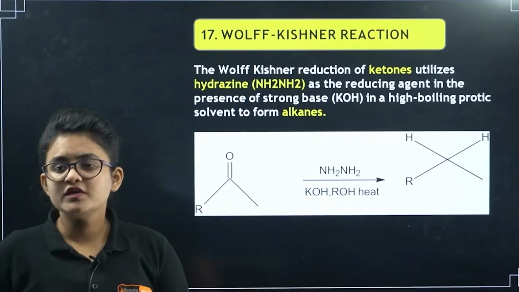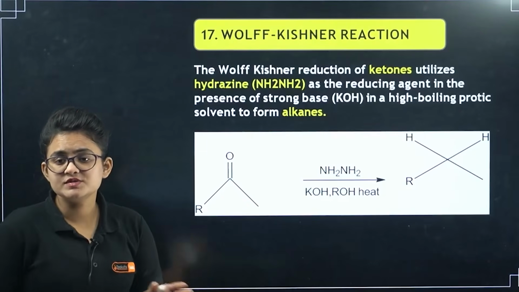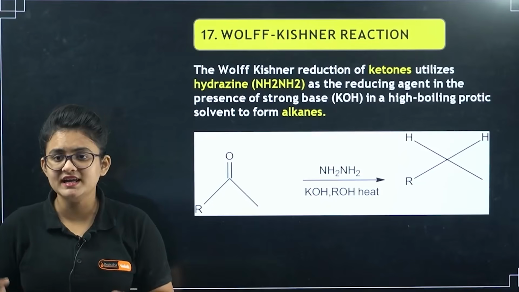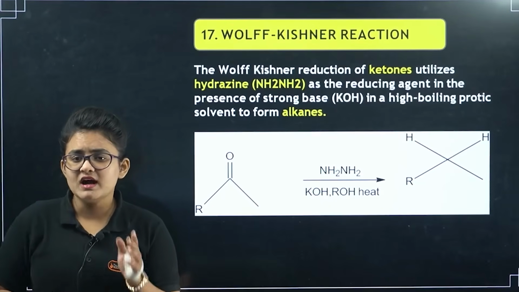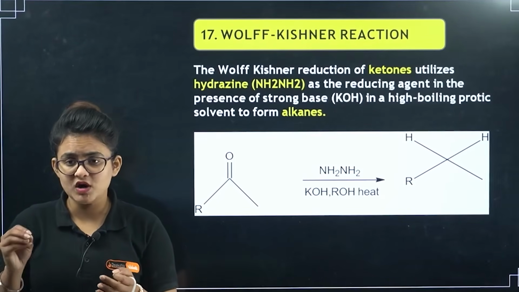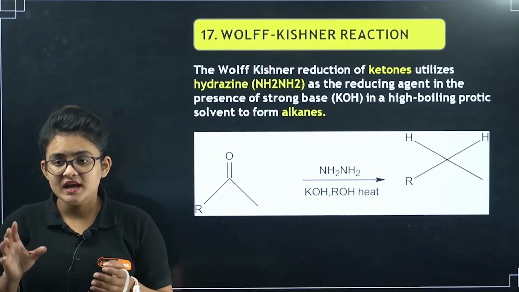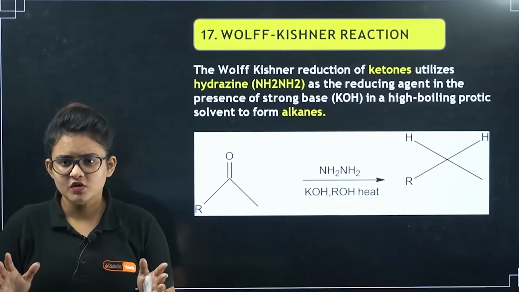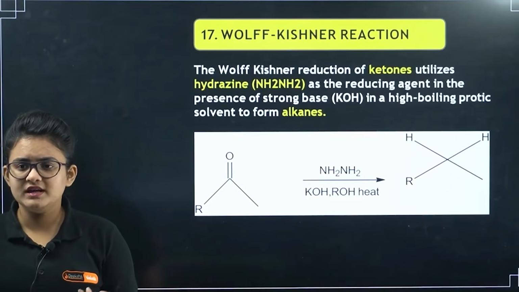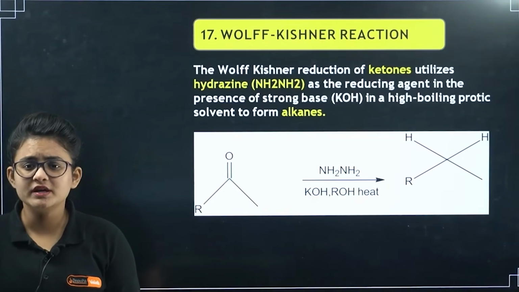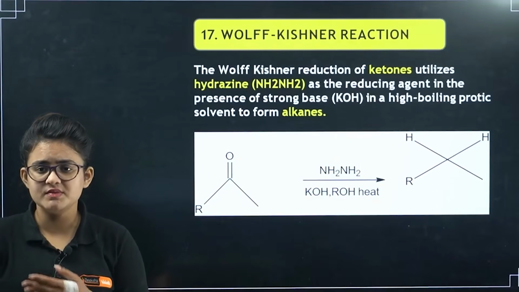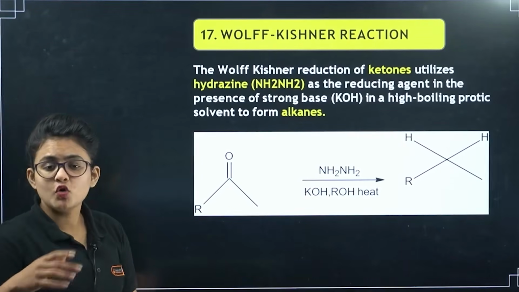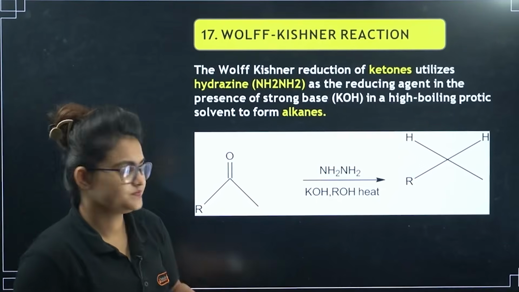Here you can see Wolff-Kishner reaction. So whenever it comes to Wolff-Kishner reaction, the reagent is very much important. Sometimes they ask in the question directly that if you are having any kind of ketone, then you have to use hydrazine as a reagent in presence of any strong base like KOH. Okay, and you can use a very high boiling protic solvent, that will give some benefit to the reaction, and you will end up with the hydrocarbon, meaning that double bond O will be reduced completely with hydrogen.